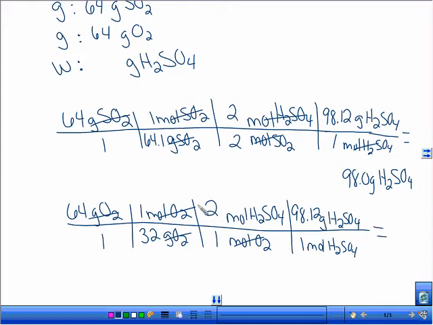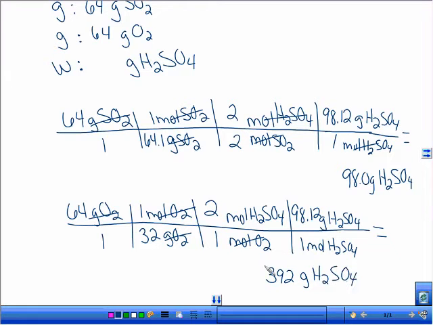And then if I do this, so I'm saying if I have 64 grams of sulfur dioxide, it's going to make 98 grams of sulfuric acid. If I have 64 grams of oxygen, let's see how much that's going to make. We multiply and we divide. It's going to make 392.48. If you want to get technical for sig digs, we'll do 392 grams of H2SO4.